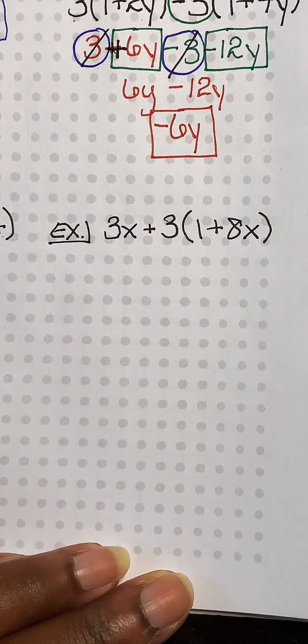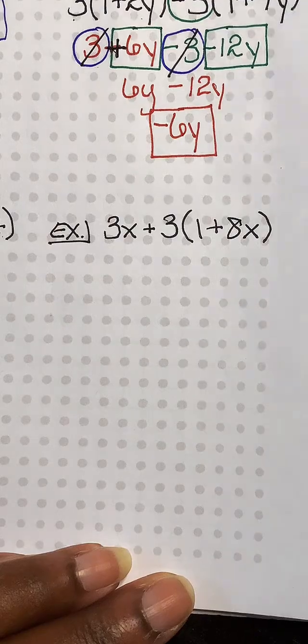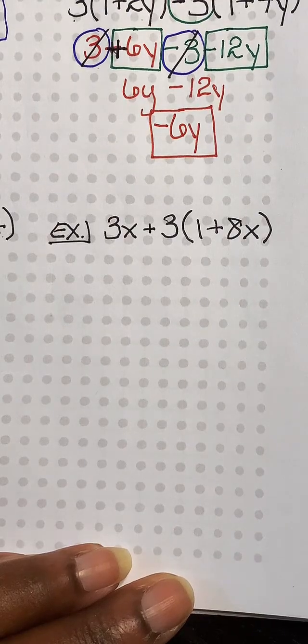If they don't say factor, most of the time they're just going to say simplify. So all these examples, you'll probably see in the directive that will say simplify. They may say combine like terms, or they may just say simplify, period. That's it.